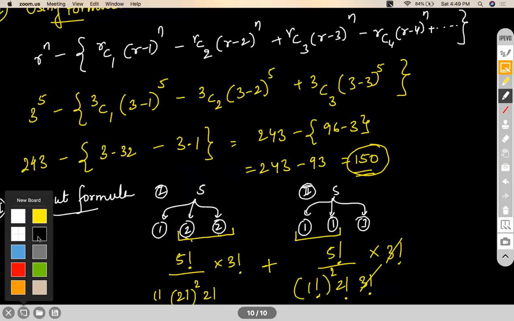Okay. Next concept that we are going to talk about is a very resonating concept. Name is very similar. Arrangement.